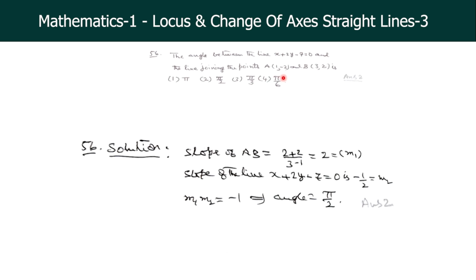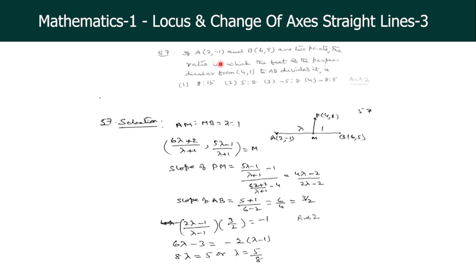Now you know that the slope of the line AB is (2 + 2)/(3 - 1), which is equal to 2, which is m1. And the slope of the line x + 2y - 7 = 0 is -1/2, which is m2. Now here m1 m2 is equal to 2 into -1/2, which is equal to -1. So therefore the angle between these lines, the line x + 2y - 7 = 0 and the line joining A and B, is simply 90 degrees. So the correct option is 2.